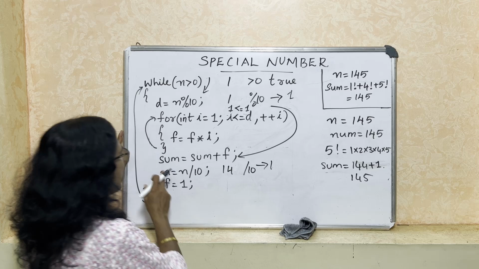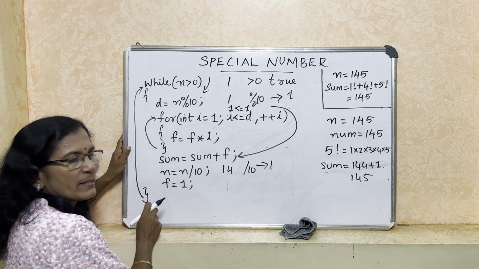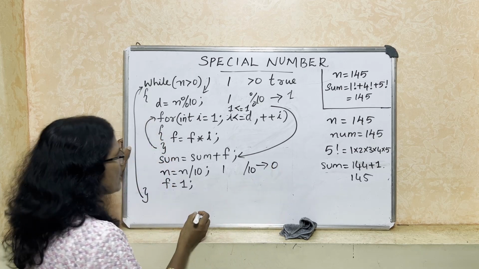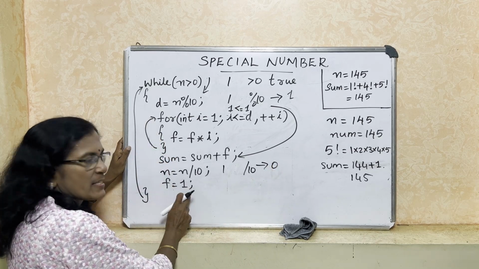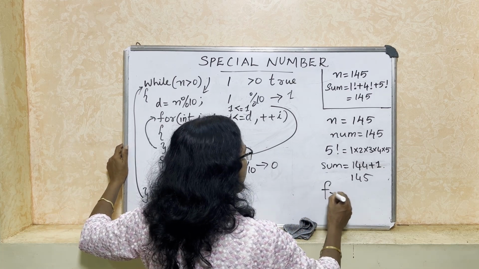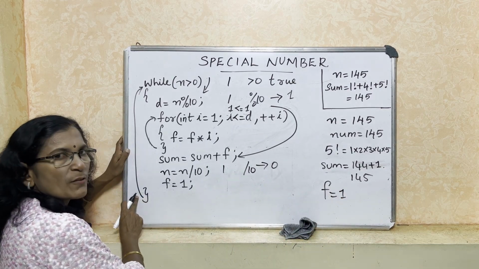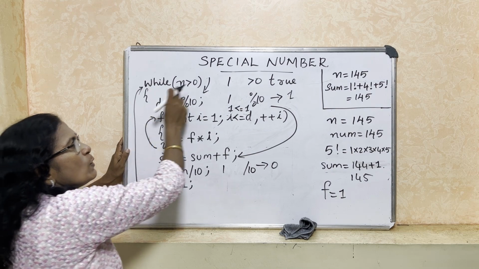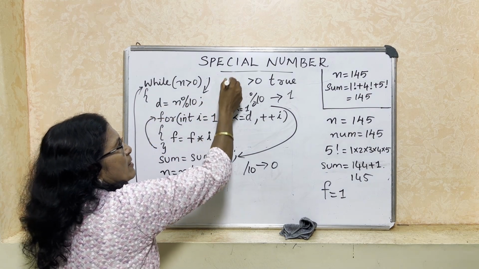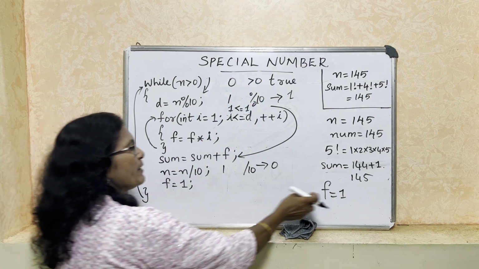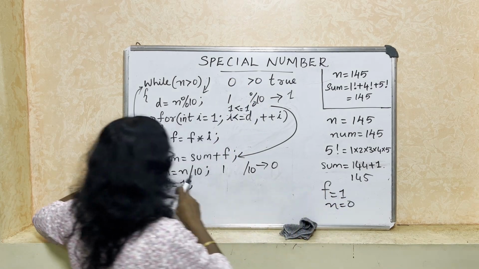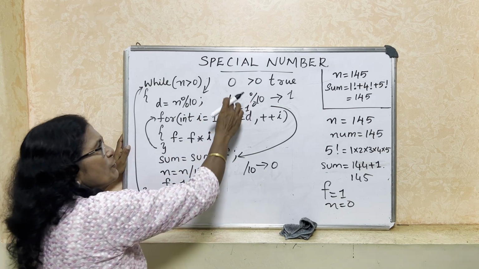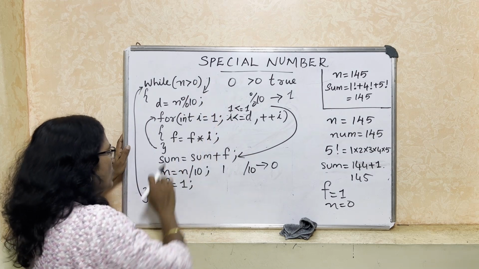145. Okay. Again, n is equal to n by 10 will be evaluated. 1 by 10 is 0. The quotient of the division is 0. F is reinitialized as 1. Now, as the closing of the while loop's body is encountered, control resumes back to the beginning header line of the while loop to check the test expression. 0 greater than 0. The current value of n is 0. So 0 greater than 0, the test expression is evaluated to false. So control goes out of the while loop.